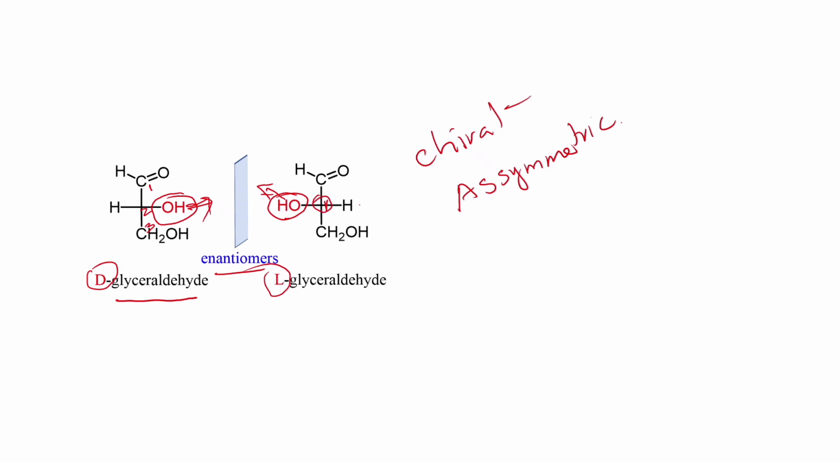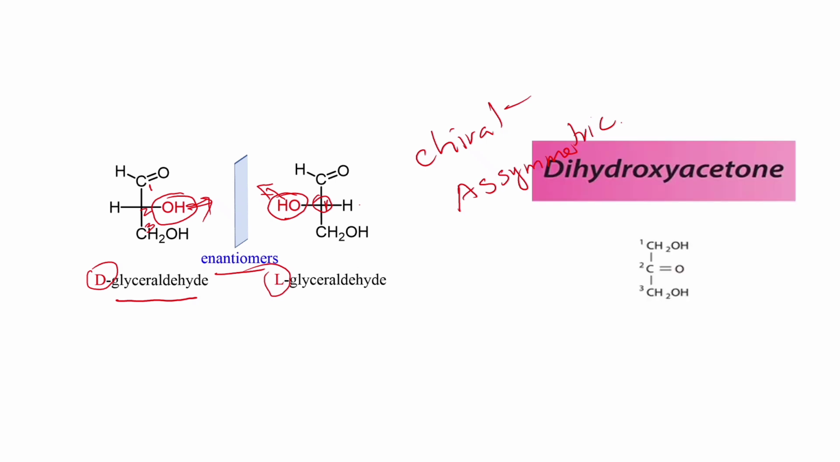Now coming to the keto form, this is dihydroxyacetone. 1, 2, 3. 3 carbons are there and here the carbonyl group is on the second carbon. That is, in the aldehyde form the functional group is on the first carbon and in the keto form it is on the second carbon. So here there is no asymmetric carbon atom, so it does not show enantiomers.